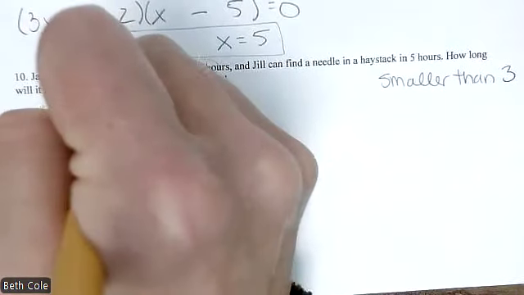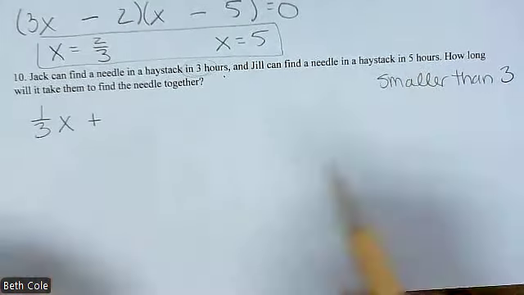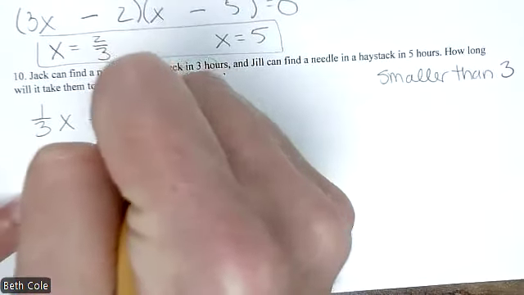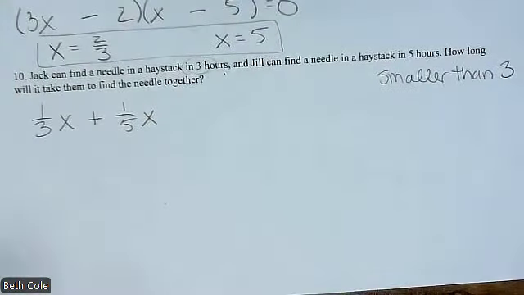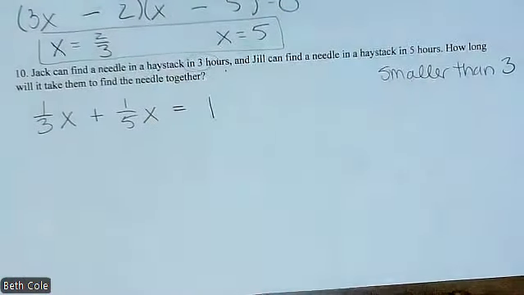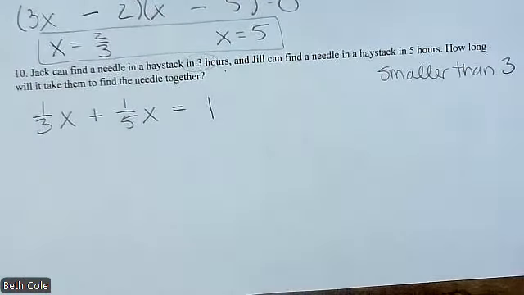Okay, so we get 1/3 x, or x over 3, if you want to put the x in the numerator, you can. Now, she can do it in 5 hours. What fraction of the way done is she? Good, 1/5 x. I like writing it that way. You can write x over 5, that's fine. Equals 1. Why does it equal 1? Because we did 1 hour, and you want to pick 1 because it's an easy number.